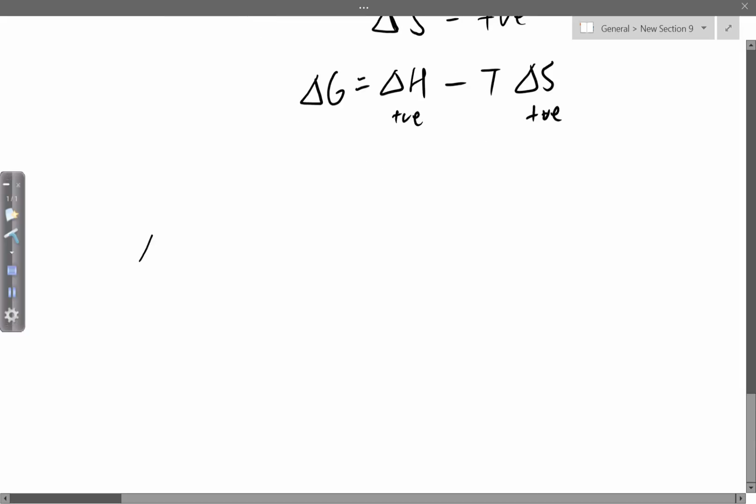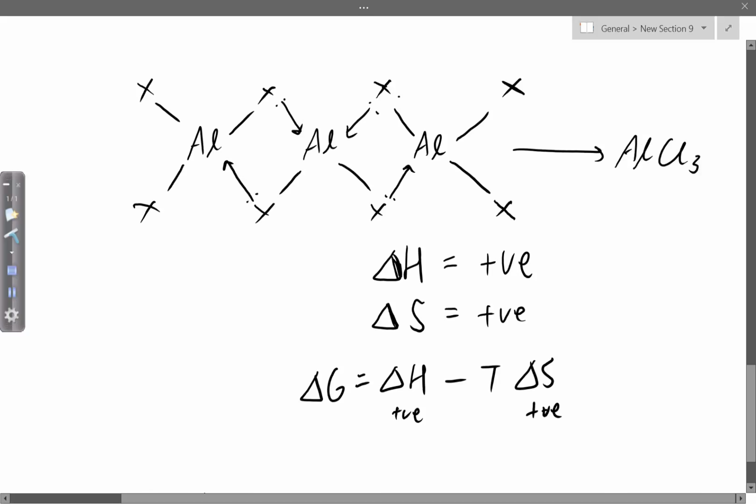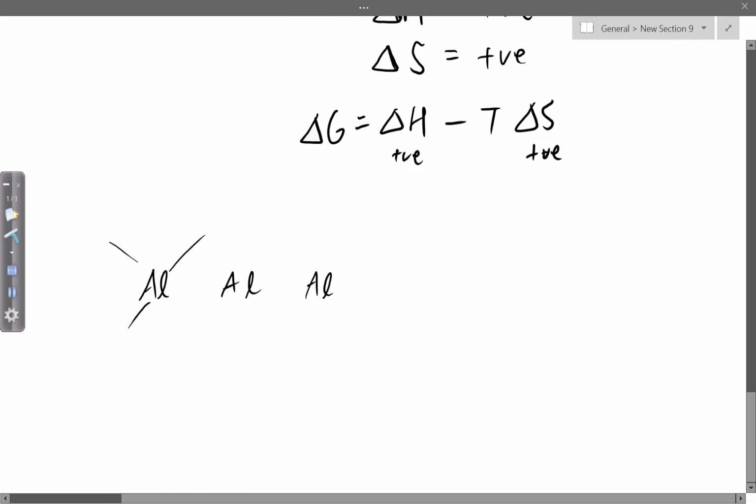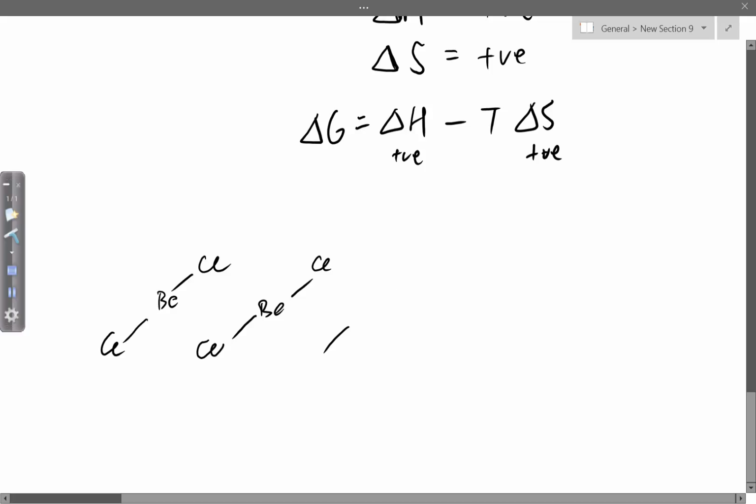Just for information, if you don't know this, AlCl3 can polymerize, right? Like what I showed you just now. It can form a very, very long chain. Same thing for BeCl2. BeCl2 can also polymerize, right? BeCl2 adopts this structure. Cl, Cl, Be, and so on. Right, Cl, Cl, and so on.